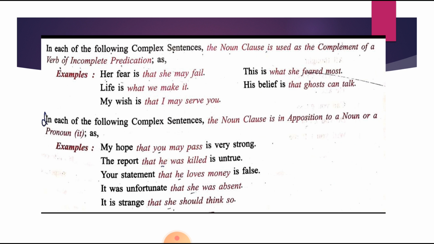There is incomplete predication: what will happen, what it might take, that I may serve you, what she feared most, that ghosts can talk. All of these are incomplete predication. Now the next thing we'll see is the apposition to a noun or a pronoun. Through examples, let us discuss.